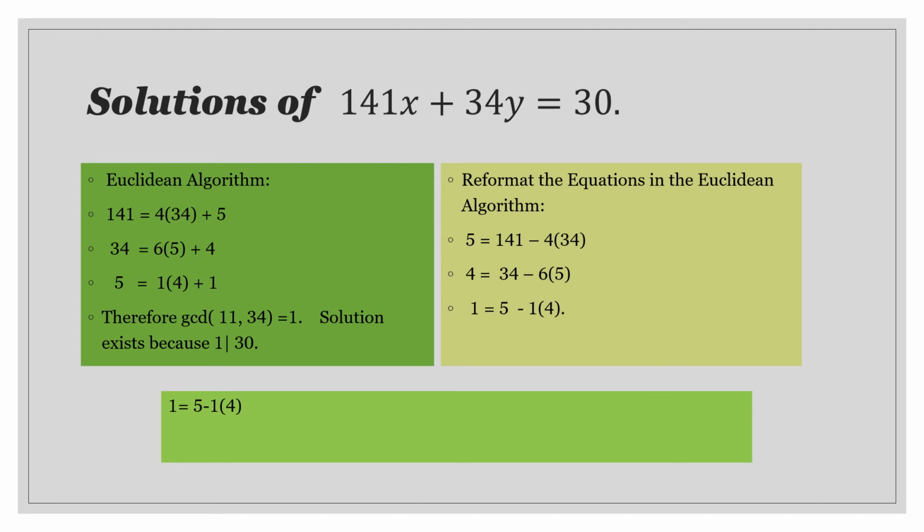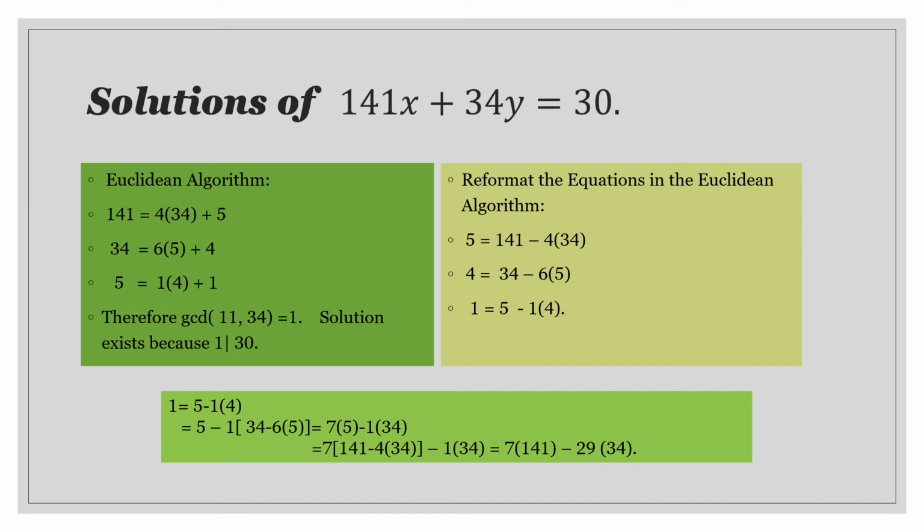So I'm going to take the values whatever I got in the reformed one and substitute them back. For 4, if I substitute from the preceding one, I get 7 fives minus 1 times 34. Again, if I want to substitute for 5, I get this result: 7 times 141 minus 29 times 34.